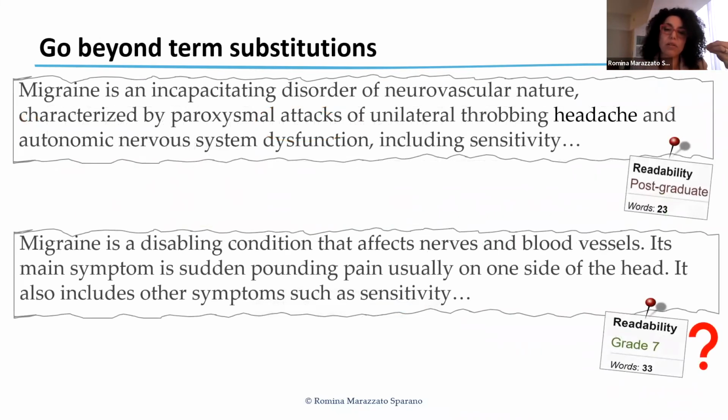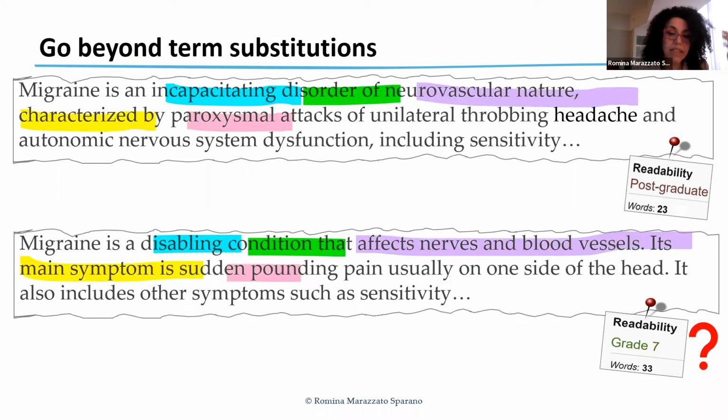And this idea that in writing and drafting, you want to go beyond substitutions that are going to maybe give you a higher readability score, but are not going to get you much further in the reader's understanding. So in these two texts, we have one that has a more technical register: neurovascular, paroxysmal, dysfunction. And we have one that has more lay terms: blood vessels, sudden, disabling instead of incapacitating, etc.